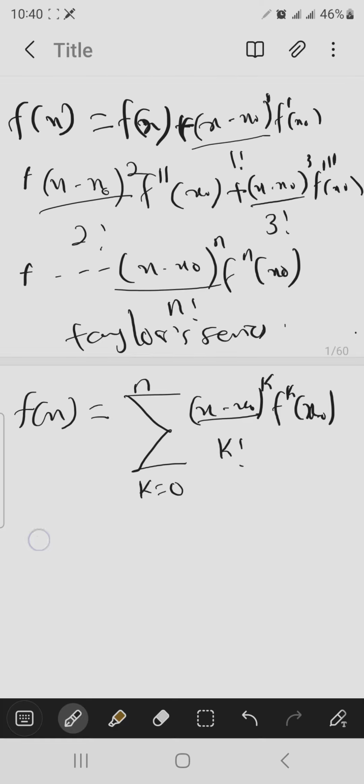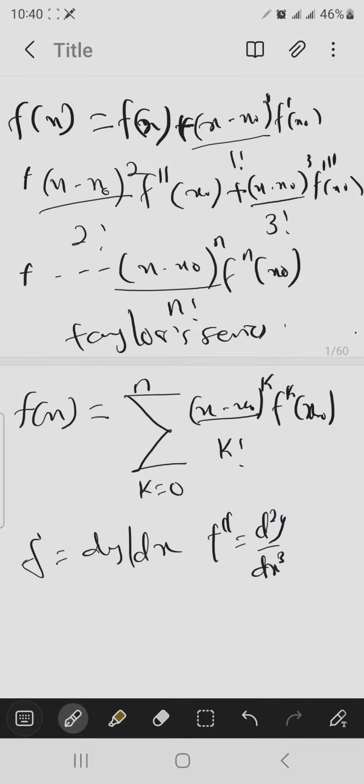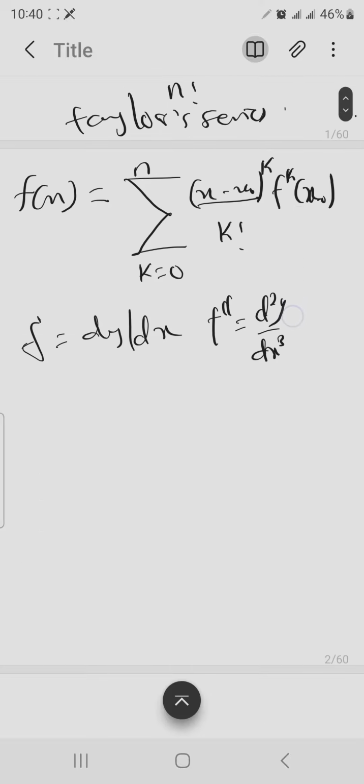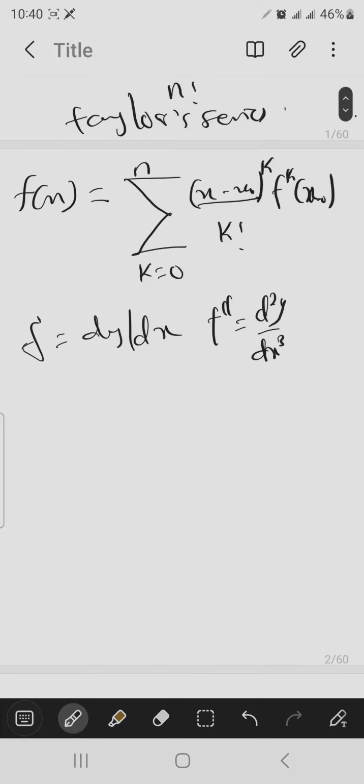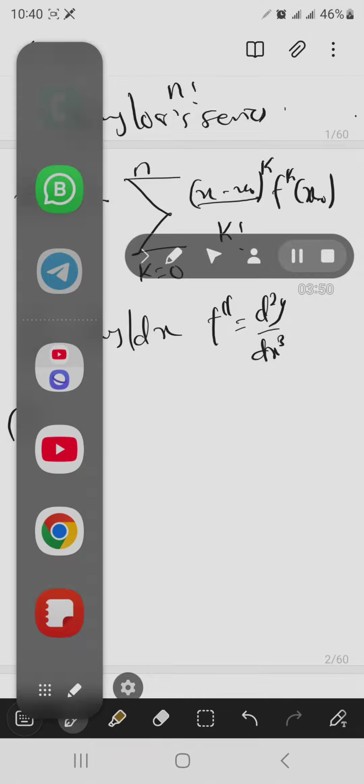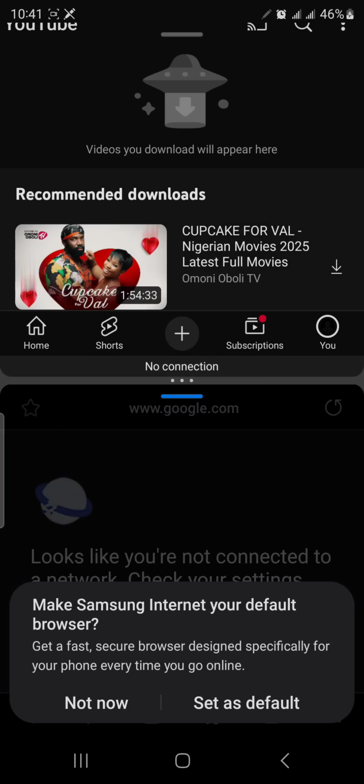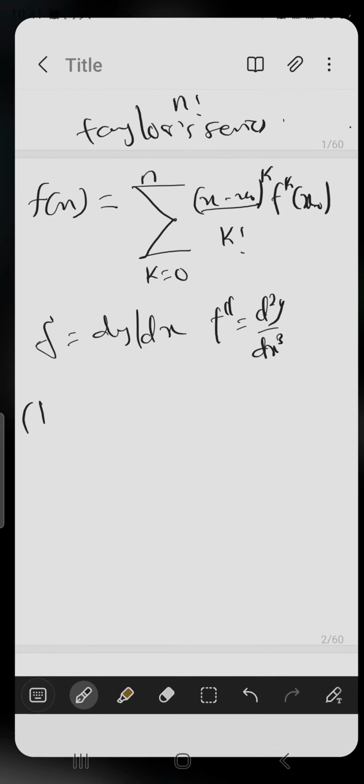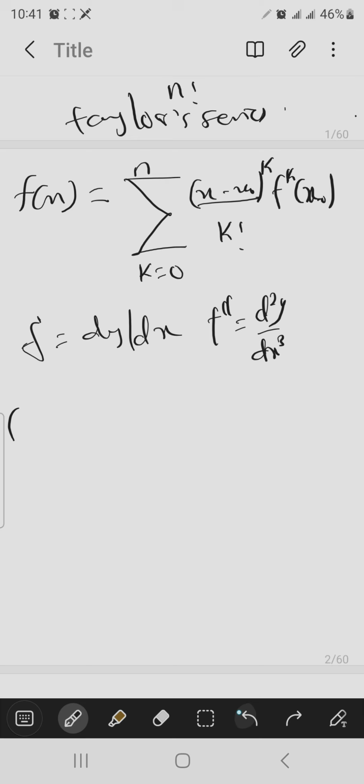You know, f prime equals dy dx. f double prime will be equal to d squared y over dx squared. And f triple prime will be equal to d cubed y over dx cubed. One thing I want you to understand is that.